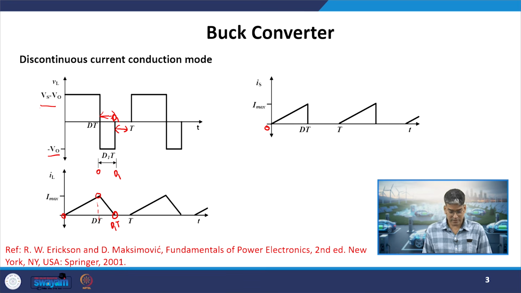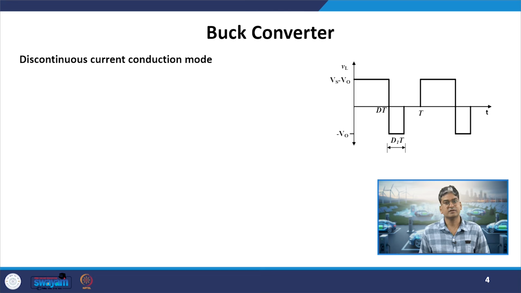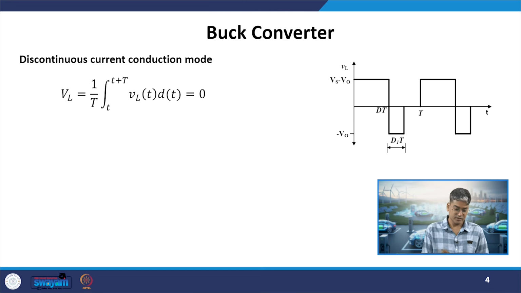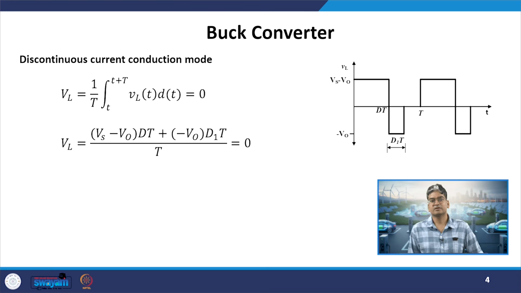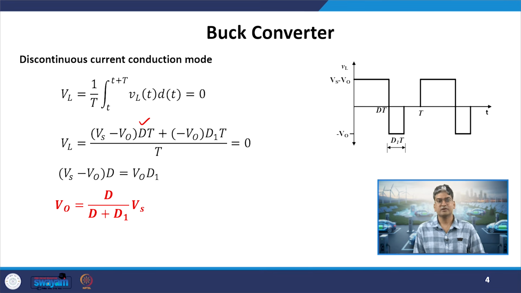So now let us find out the relation between our input and output voltage by using the voltage across the inductor. I know for steady state operation, average VL should be equal to 0, or the voltage across the inductor over a cycle should be equal to 0. So now first for dt time, it is Vs minus V naught into dt. For the turn off time, it is minus V naught d1 by t, divided by the whole time period, equal to 0. If I solve this, I will find the relation between my input and output given as V naught equals d by d plus d1 into Vs.